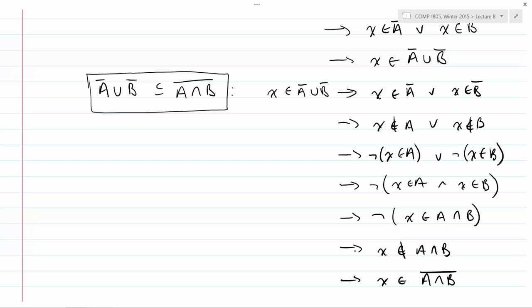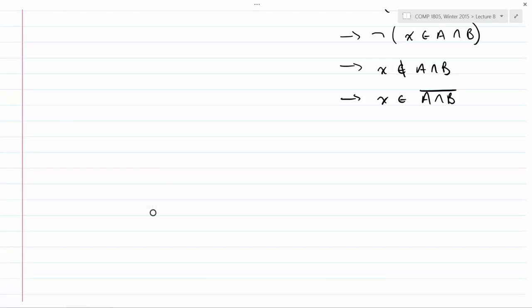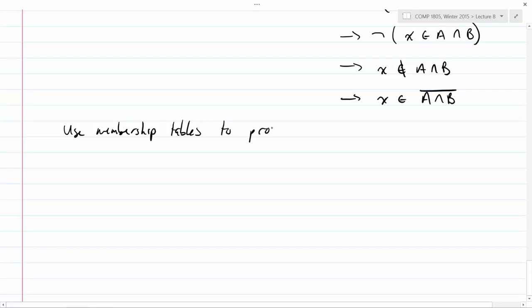Okay, so this is a lot of work. So is there an alternative? And the answer is yes, we can use membership tables. So we're going to use membership tables to prove that the complement of A intersect B is A complement union B complement. And this will be easier, hopefully.